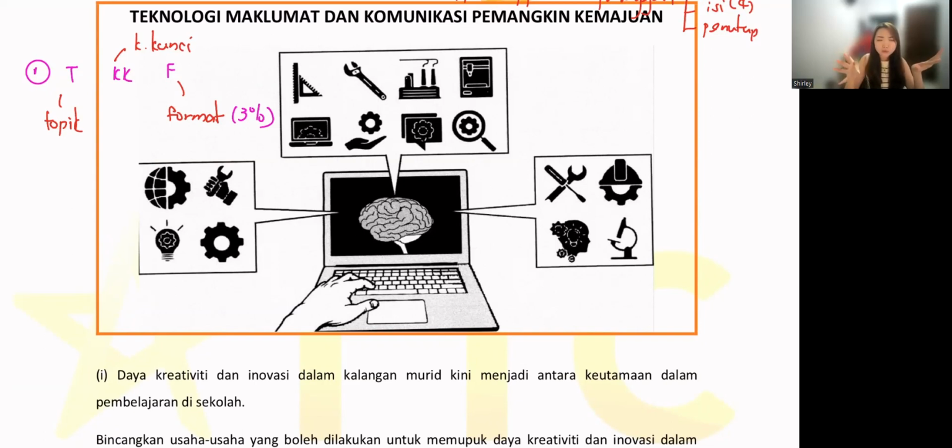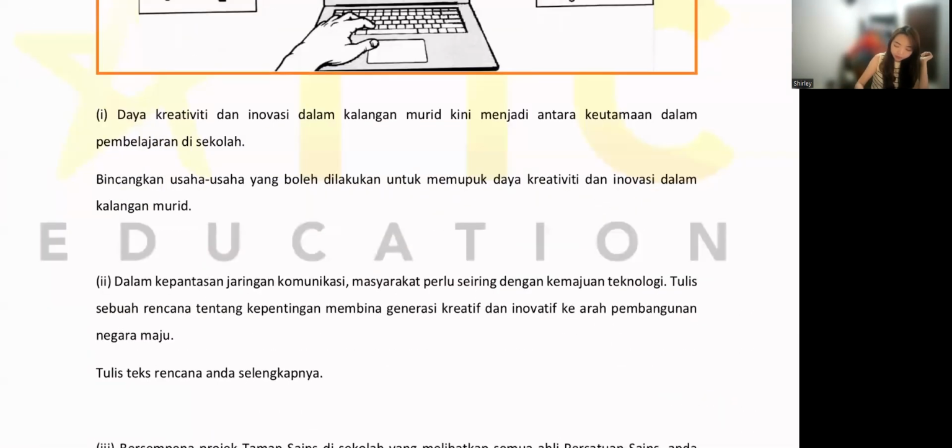Takkan when you go to form 5, the SPM level, then suddenly they tell you, no, surat kiriman rasmi, it will change to everything start at the right-hand side. No, it can never be. The format's always the same until form 5. So you just need to spend one time to memorize or finish, okay? So you look at this one up.